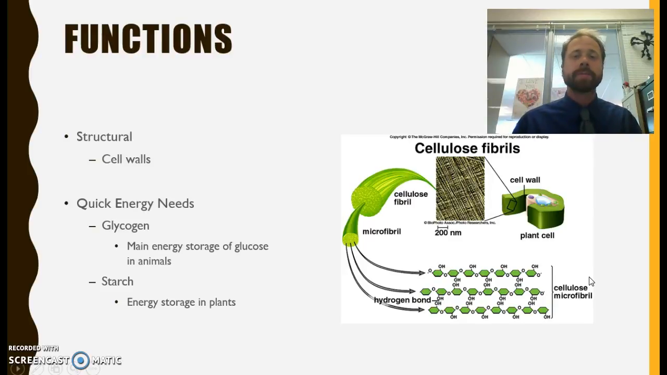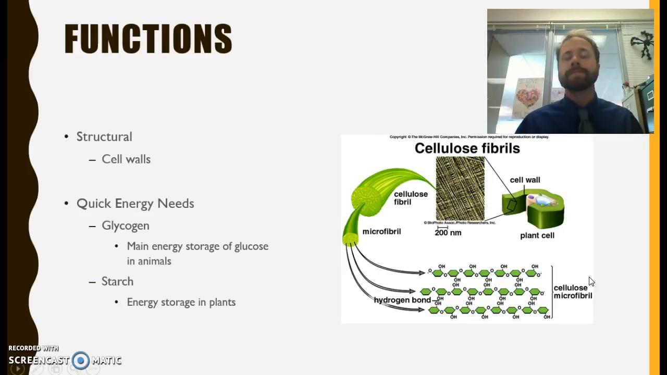So again, structurally, carbohydrates are used for cell walls. But here's our quick energy needs: carbohydrates are quick energy, whereas lipids we could use for the long term. So if we need it right away, if you're an animal, the main energy storage is going to be known as glycogen.